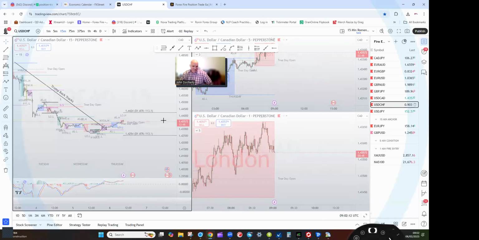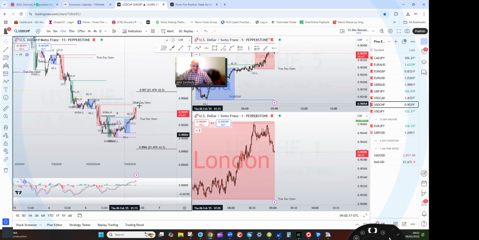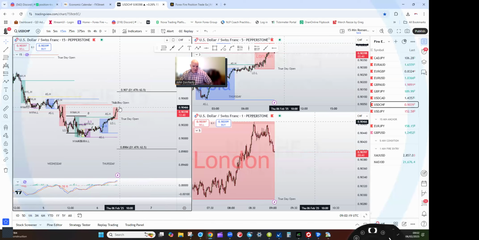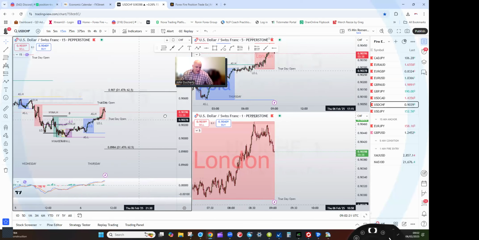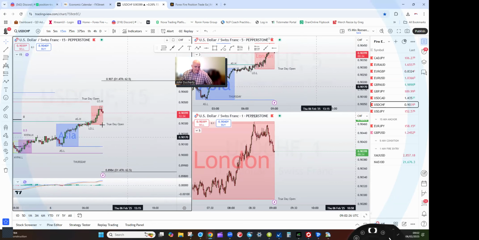We'll look at the USD CHF. We'll see what's going on with this. Again, bearish trend will start to come out to try and break a market structure shift. Let's just take a look.